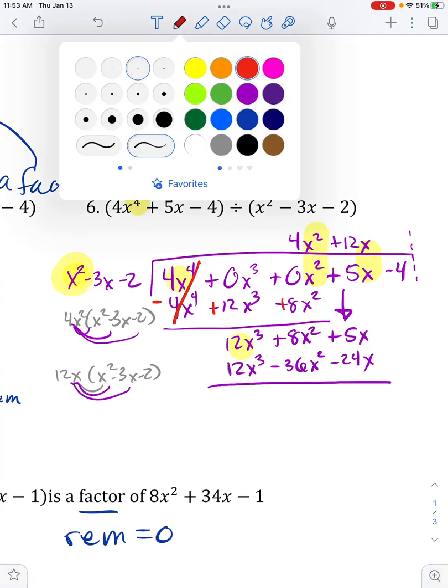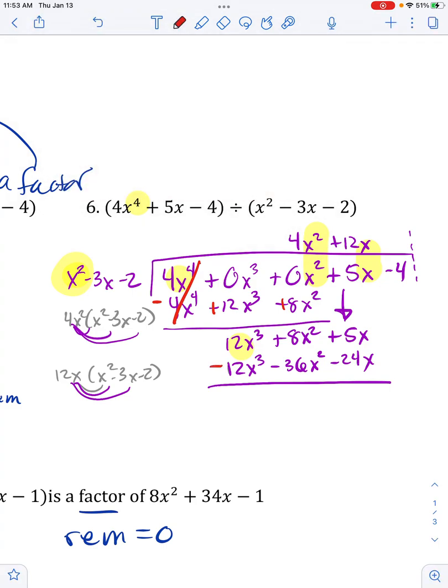To find out what's left or the difference, I'm going to subtract the bottom row so those signs change. This is gone. This will create 44x squared. This will give me 29x. And I'm going to bring down a negative 4. Apparently my pencil's going to poop out fast, so that'll be awesome.